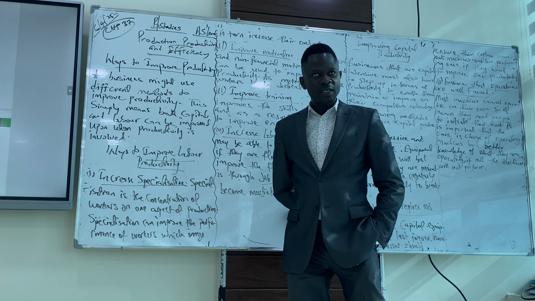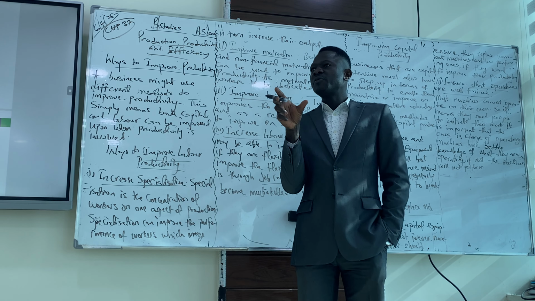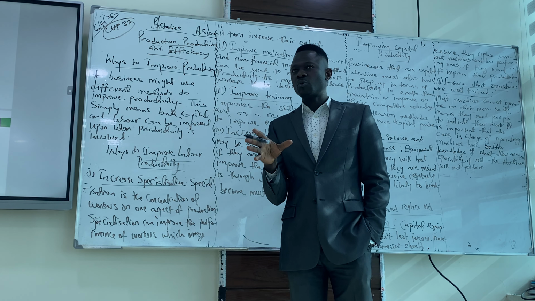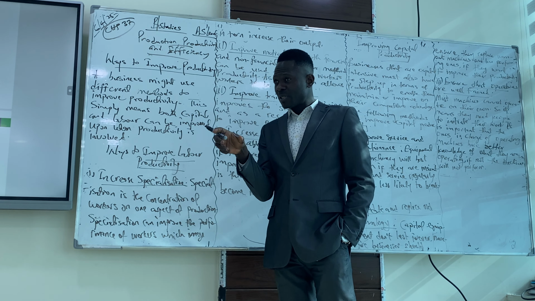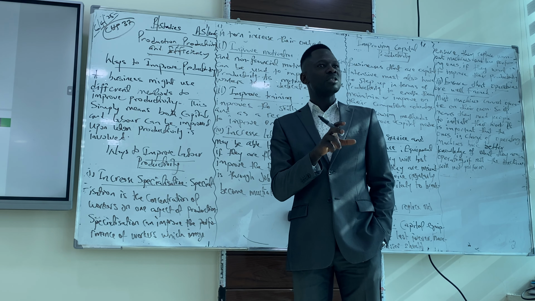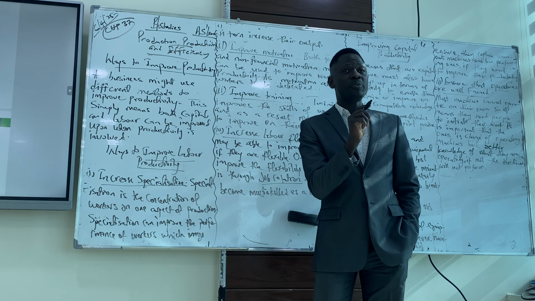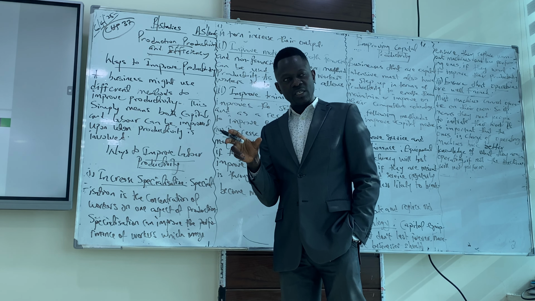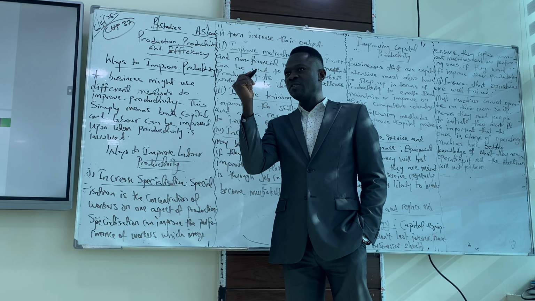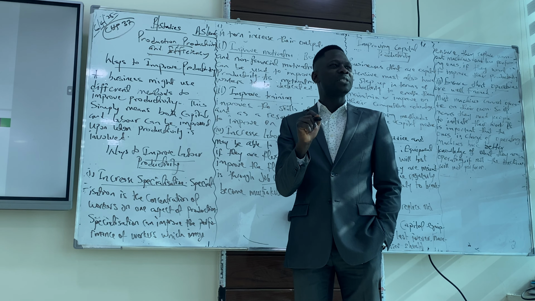Productivity and efficiency. Today we want to talk about ways to improve productivity. Note, productivity is output per input. So we have labor productivity and capital productivity. We call it labor productivity because it measures the output per number of workers. And we call it capital productivity because it measures output per capital employed. That's the difference between labor productivity and capital productivity. Labor productivity is output divided by the number of workers, and capital productivity is output divided by capital employed.